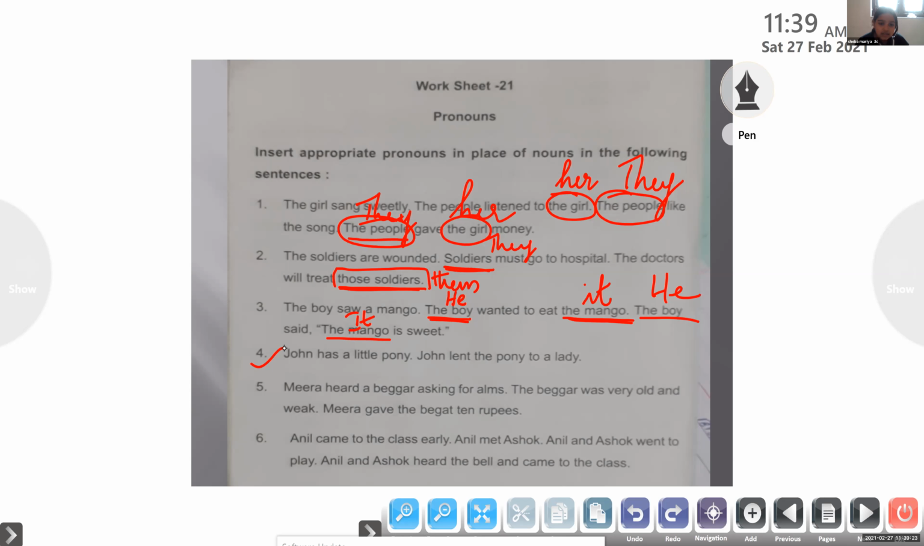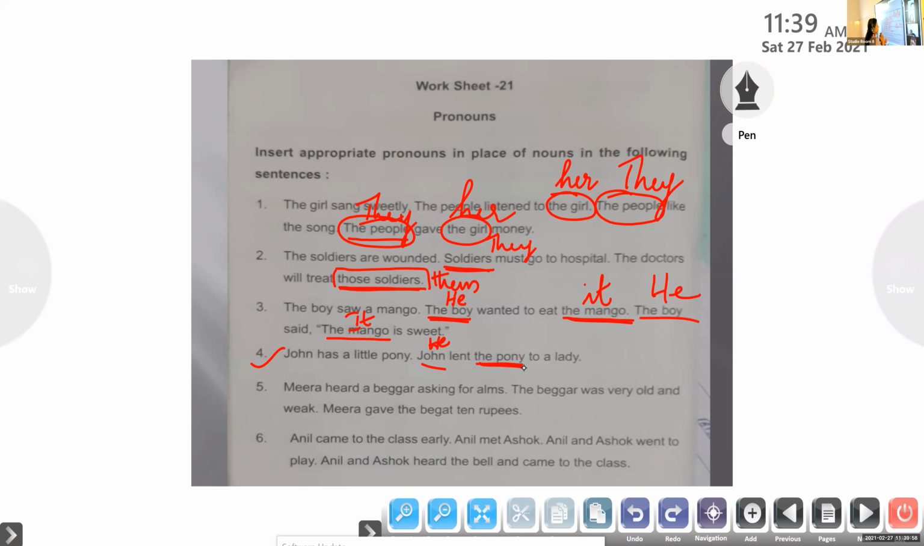John has a little pony. John led the pony to a lady. Okay, so what we have to do, John and little pony are the two characters here. If it is repeated, it should be replaced by a pronoun. So here John is a boy. So what we have to do there, all these are very simple. So John is, what we have to do there? Come on, Sheba. He. Yes, for a boy there is only one pronoun, that is he.